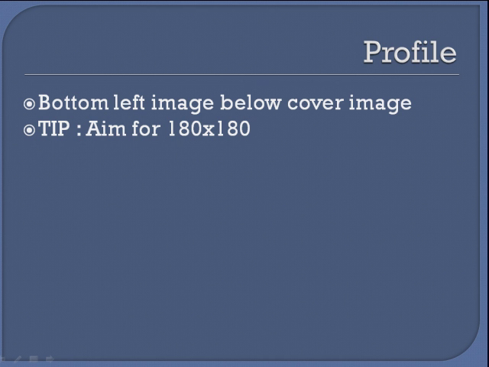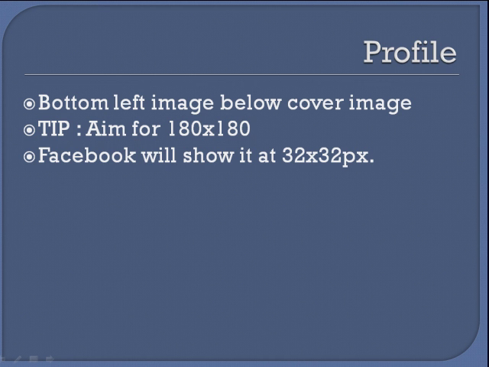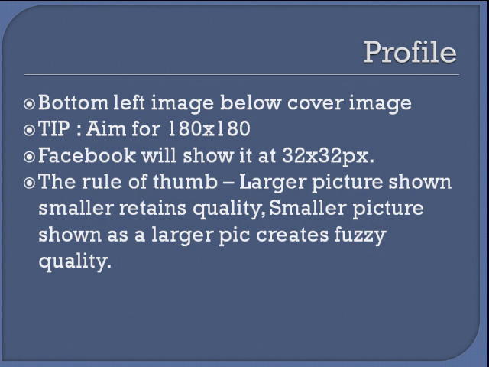The tip is to aim for a 180 by 180 pixel size, because Facebook is going to show it at 32 by 32 pixels. The rule of thumb is if you go from a larger picture down to a smaller picture, it retains the quality. But if you go from a smaller picture to a larger one and make it bigger, it creates that fuzziness. You know how you've seen videos and images that have that fuzzy quality? That's why. So you definitely want to aim for a larger number. We're going to create a 180 by 180 picture.